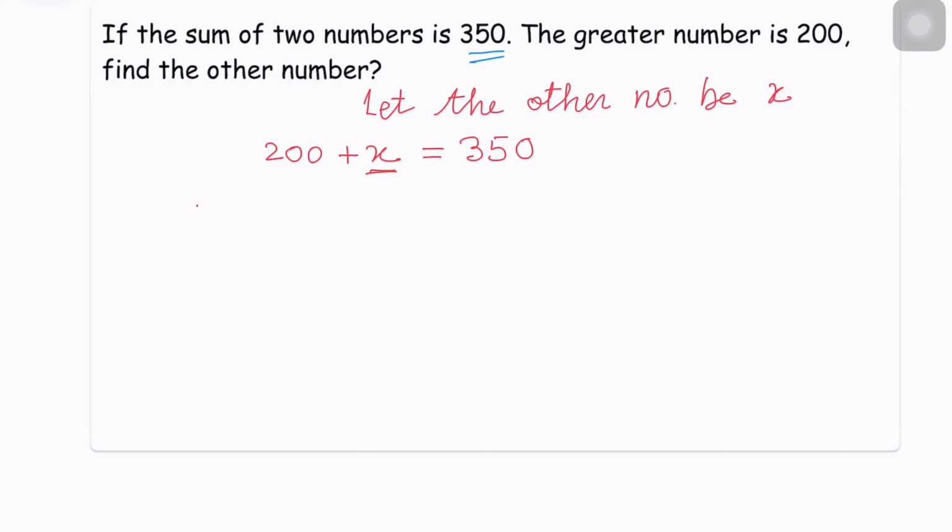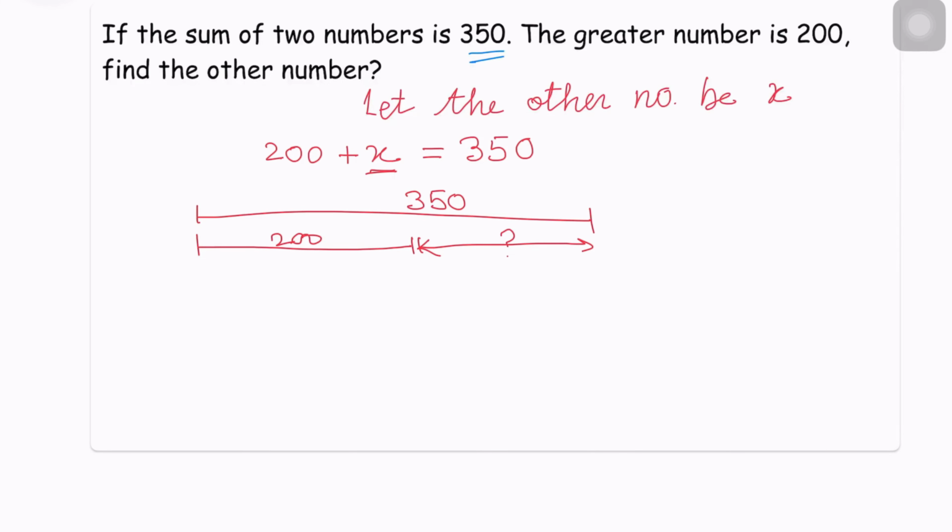So we will draw a line here. So let's assume that this is 350. Okay, this is the biggest line. Then let's draw another line for 200. Let's assume that this is 200. Okay, then what is the other number? So this we have to find. Okay, so now see, this is 350, total is 350, and from here to here is 200. This is 200, total is 350.